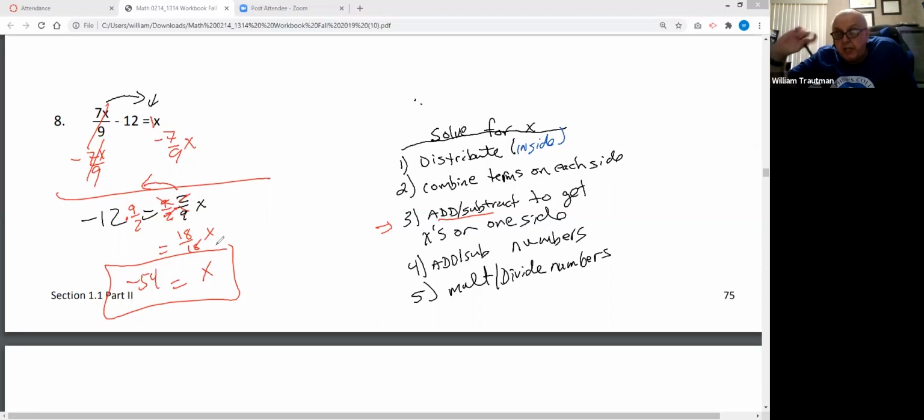Yes, you multiply the reciprocal. Thank you, Amanda. You multiply the reciprocal. You multiply and flip that fraction. You multiply the flippity, the reciprocal.